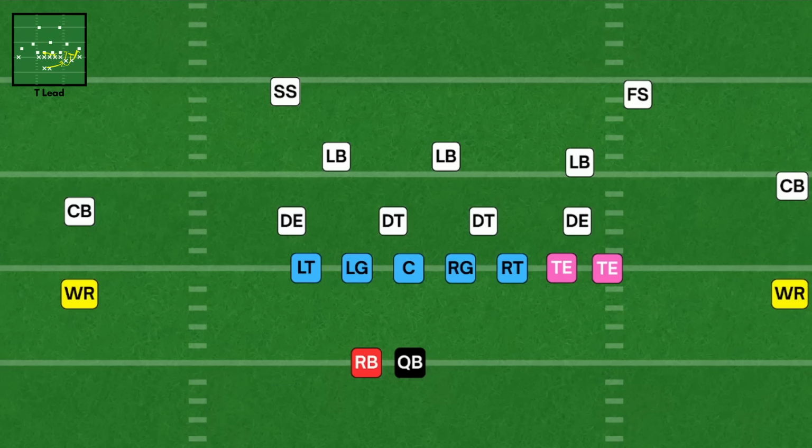T-lead. T-lead is exactly what it sounds like. The playside tackle pulls around the tight end towards the outside. Normally, T-lead is called in 22 personnel formations, where there are 2 tight ends on the field.